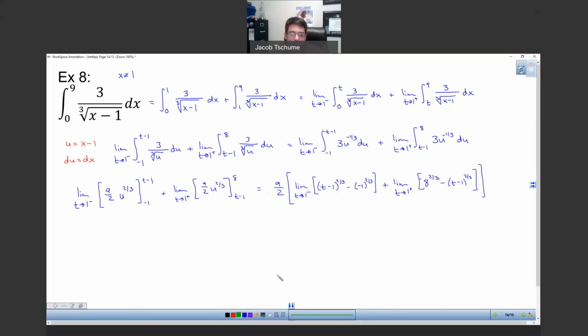So when you try to plug your limits in, when you plug 1 into this first t, 1 minus 1 is going to be 0, and 0 raised to the 2/3 means that term is going to go away.